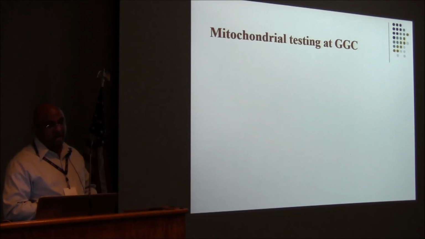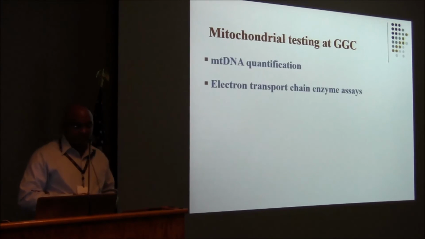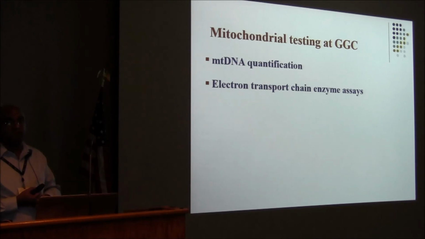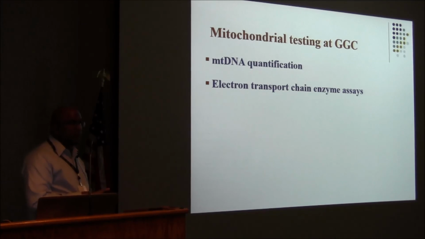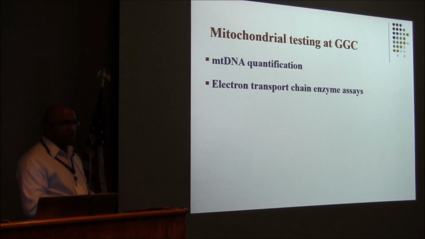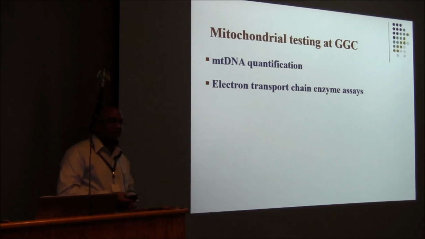So what do we have at GGC in terms of mitochondrial testing? I started working on the mitochondrial DNA quantification. This test is almost ready. We can start using it in blood and fibroblast. We can use the same test in muscle and liver, but the validation is not done in those tissues for obvious reasons. You can't ask people for liver and muscle samples.